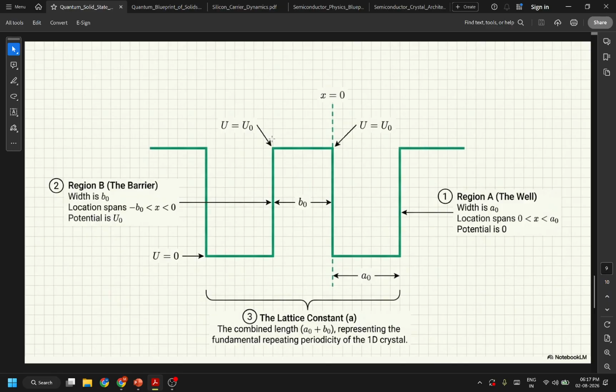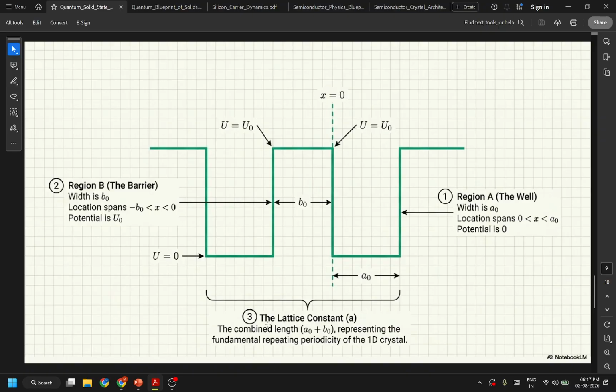So here you have the well with length a naught and the barrier with length b naught in the lattice. So first you have region A, which is the well, which has a width of a naught. It spans from 0 to a naught, and here the potential is 0. Then you have region B, the barrier, where the width is b naught and it spans from minus b naught to 0, and the potential here is U naught.